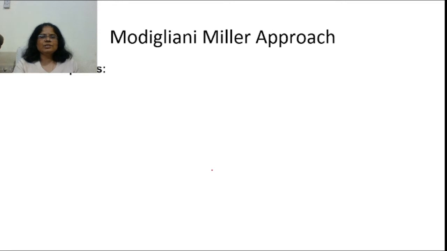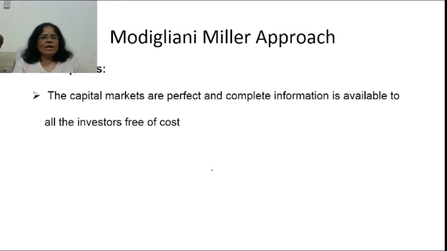Now, let us see the assumptions of the Modigliani Miller approach. First, the markets are perfect, meaning complete information is available to all the investors free of cost. They are not going to raise any fund for sharing the information from the public. Right? So the capital markets are perfect. Now the securities are infinitely divisible. There is no limit for the number of securities. Infinitely divisible. Right? One can buy one, one can buy two, one can buy infinite. That depends on how the securities are going to perform in the market.